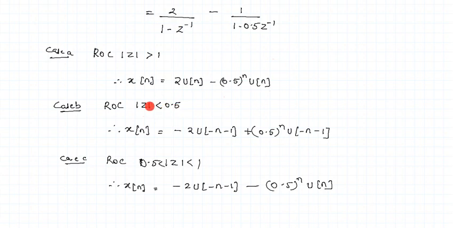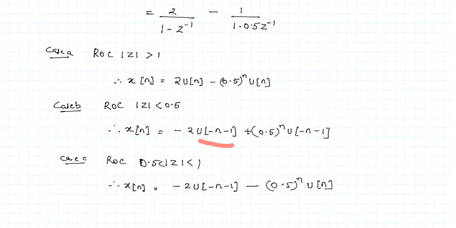The ROC is a circle of radius 0.5 and the pole is at 1. So with respect to this pole, we observe that the ROC is inside, and if the ROC is inside, then this part of the signal is a left-handed signal. So what information do we need to append to say confirmly that it is a left-handed signal? Appending u of minus n minus 1 indicates that it is a left-handed signal.